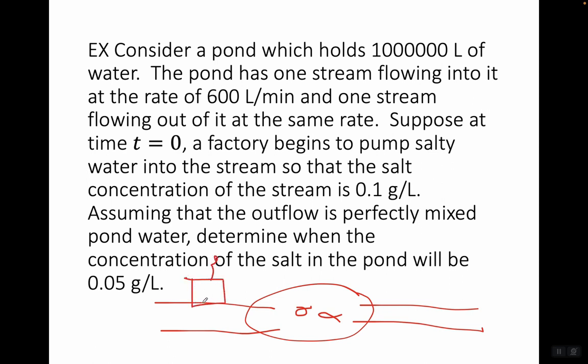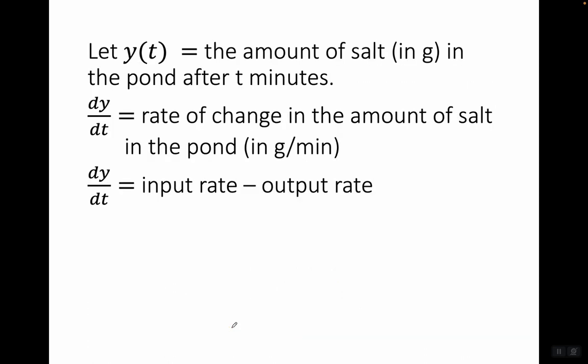Here's our factory. It's got this gross outflow of salty water. It pumps salty water into the stream so that the salt concentration of this stream is 0.1 grams per liter. Assuming that the outflow is perfectly mixed pond water, determine when the concentration of salt in the pond will be 0.05 grams per liter. Okay, here's how we solve such problems.